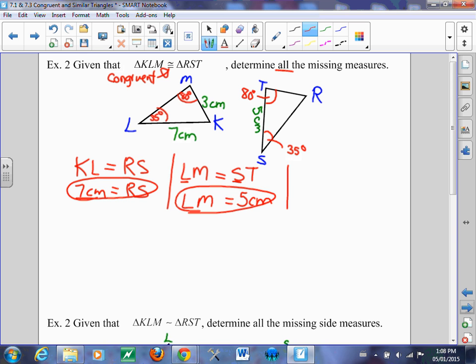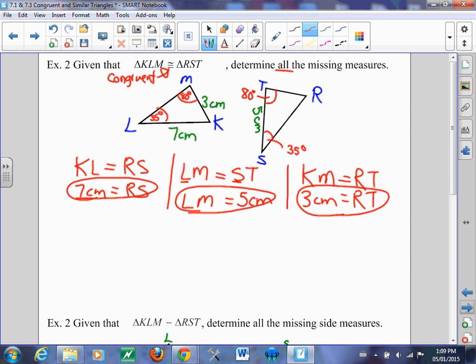Now let's take a look at the last one. The last one, ladies and gentlemen, is KM. So I'm going to go from blank to 80, which is going to equal RT. Now KM is given as 3 centimeters, which equals RT, which is not given, so now we know how much that is. Again, congruent triangles have the same side lengths. So we found all the missing sides.